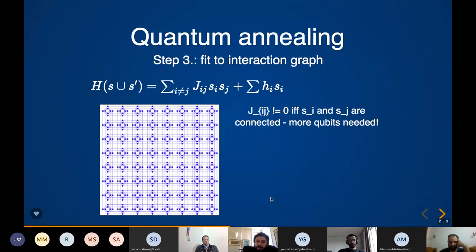Actually, it's even more complicated, because if you go to the current hardware, what you will find is that you don't have a complete graph. You cannot couple any s_i with any s_j.